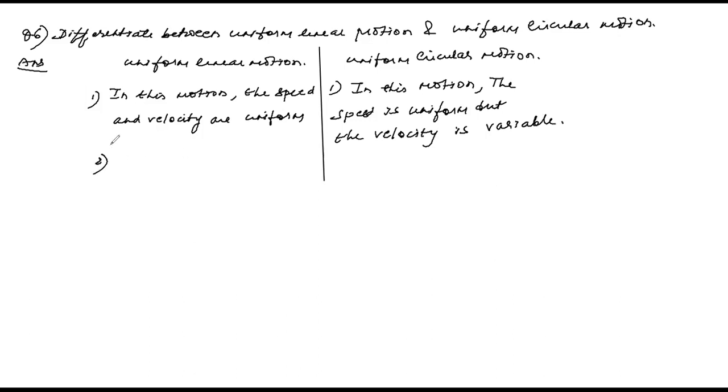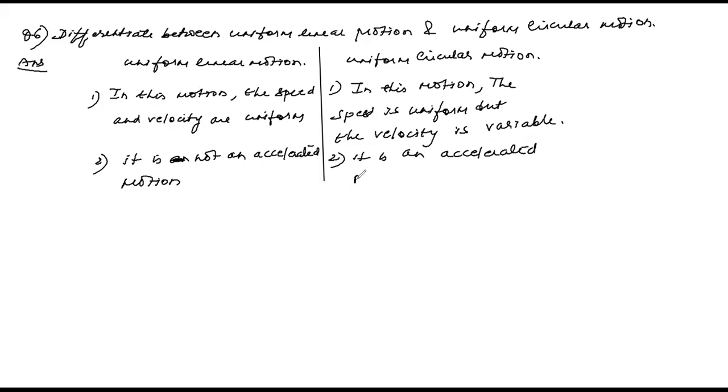Second one. Uniform linear motion is not an accelerated motion, whereas uniform circular motion is an accelerated motion. This was question number 6.